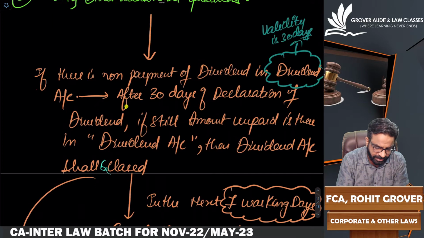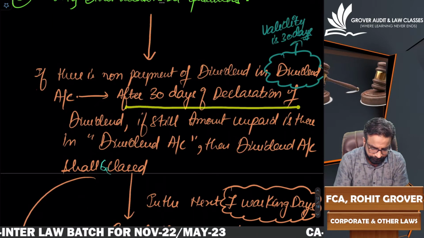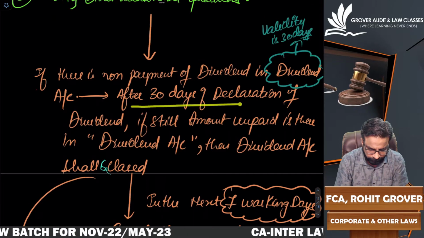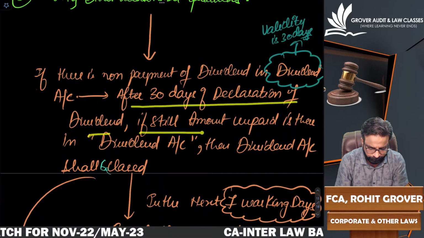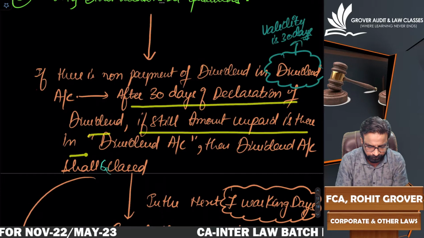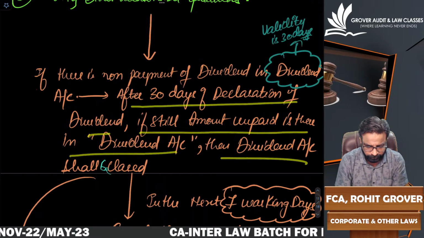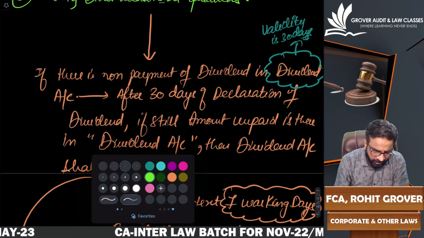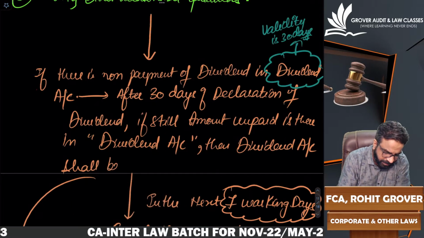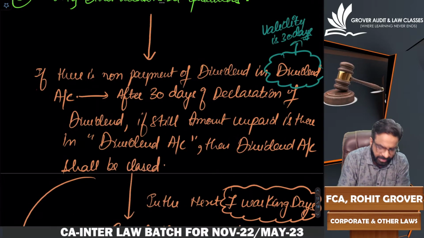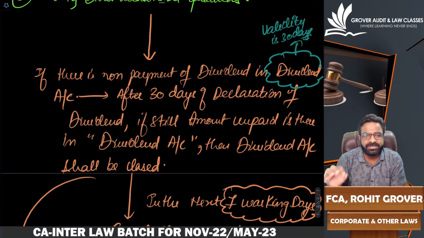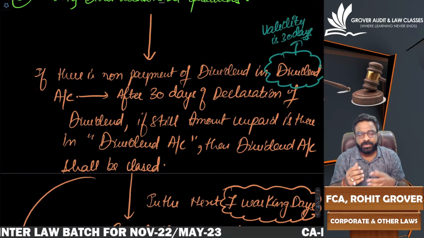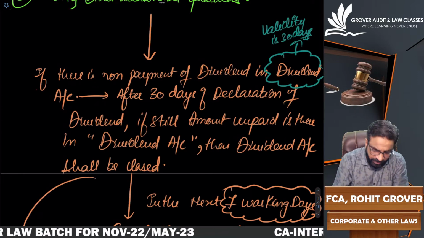So read this, what is written? If there is non-payment of dividend in the dividend account after 30 days of declaration of dividend, if the amount is still unpaid in the dividend account, then the dividend account shall be closed. So it means indirectly, can I say that the validity of the dividend account is 30 days? Now, still 2.5 crores dividend is pending.